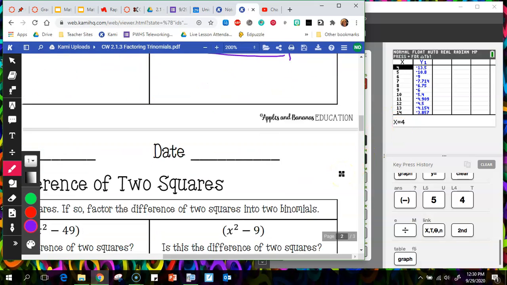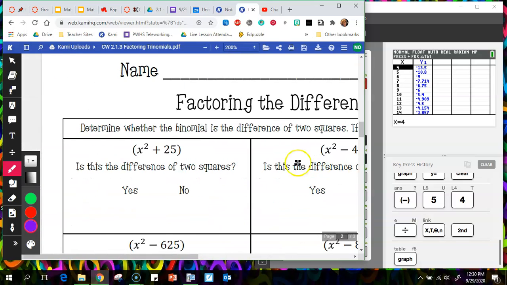You will have a quiz this Friday, and it will include those types of quadratics.